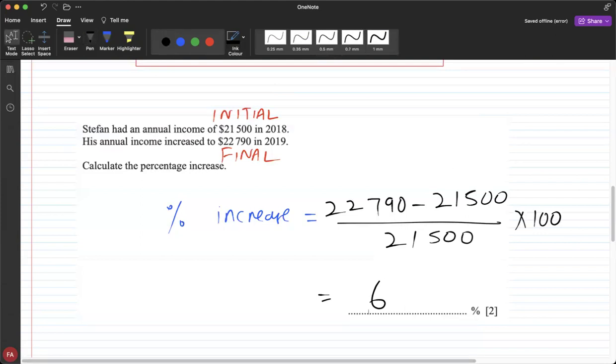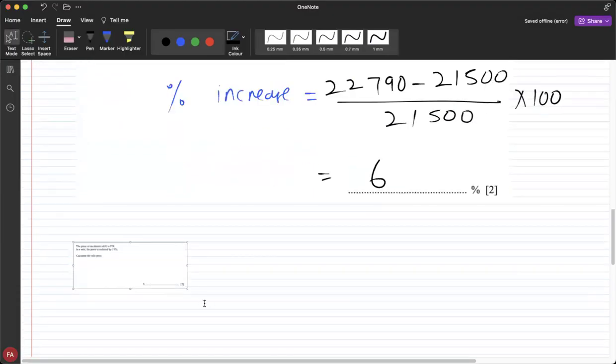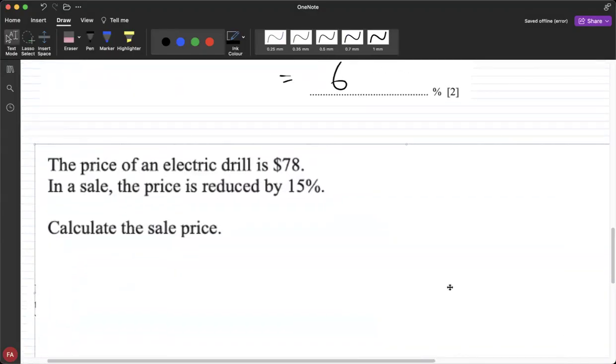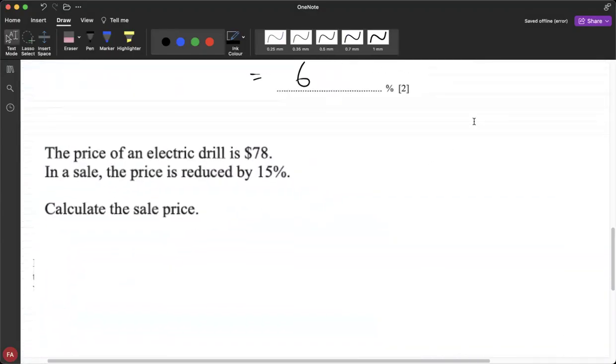In a very similar way, there's a question that is more or less similar to the one we just did. The question over here now says, the price of an electric drill is $78. In a sale, the price is reduced by 15%. Calculate the sale price. Now, again, this is relevant to the concept of discount, which is also a subtopic, I would say, of this same core concept, that is percentage.